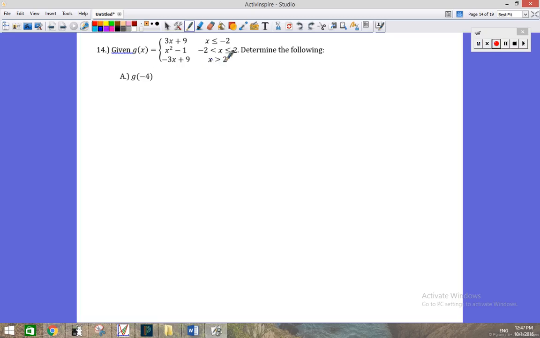Negative 4 is not bigger than positive 2, so don't use this bottom one. Negative 4 is not between negative 2 and positive 2. Do not use the middle equation. Negative 4 is less than or equal to negative 4. So we're going to use the top equation. But instead of writing x, we replace it with negative 4.